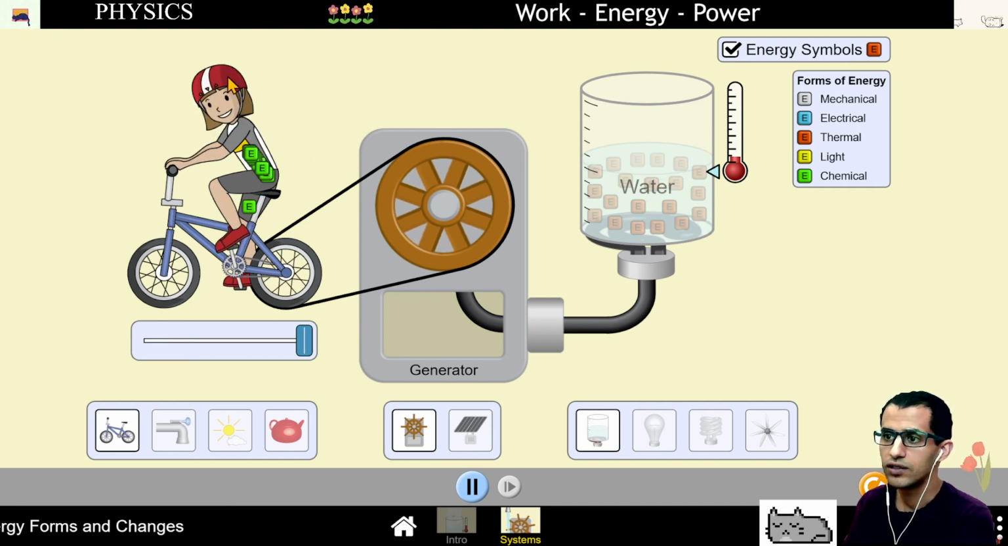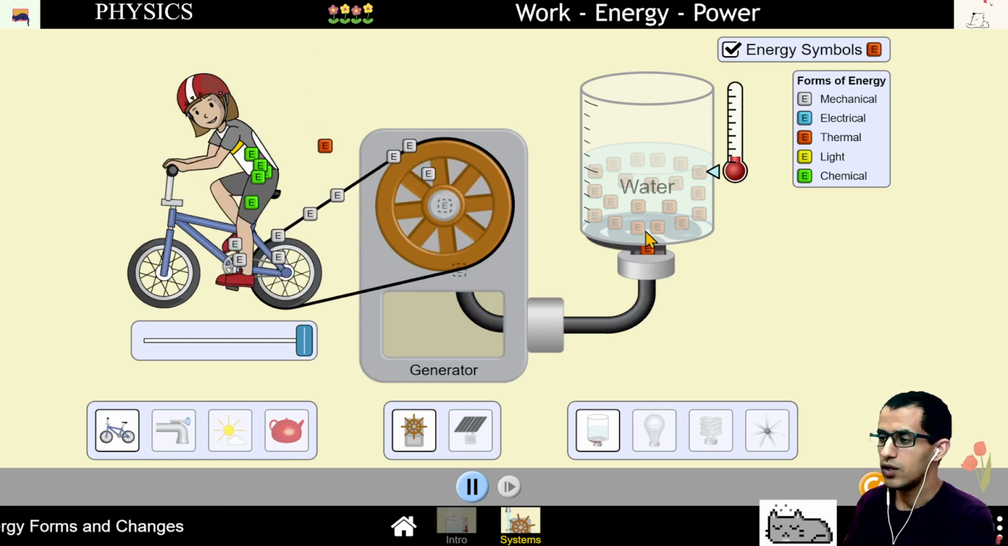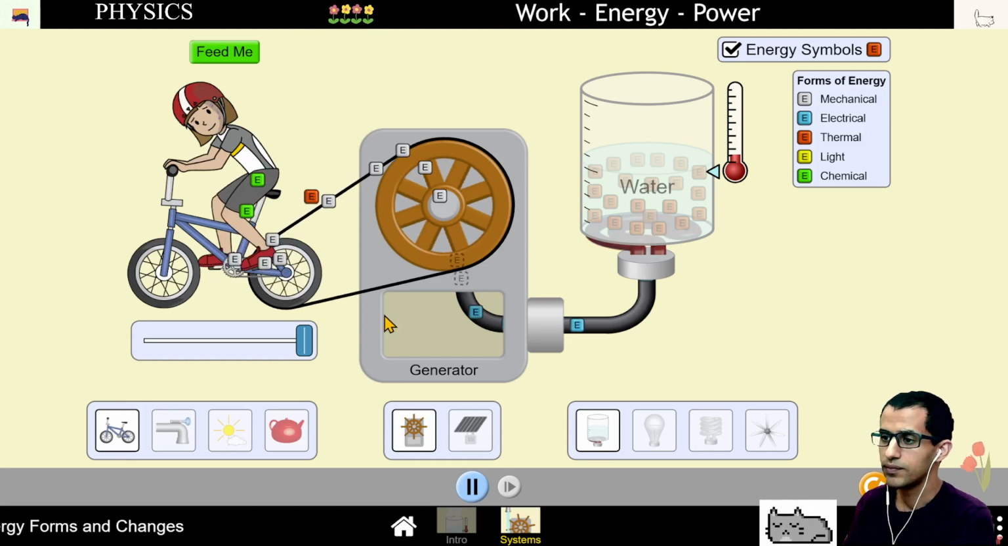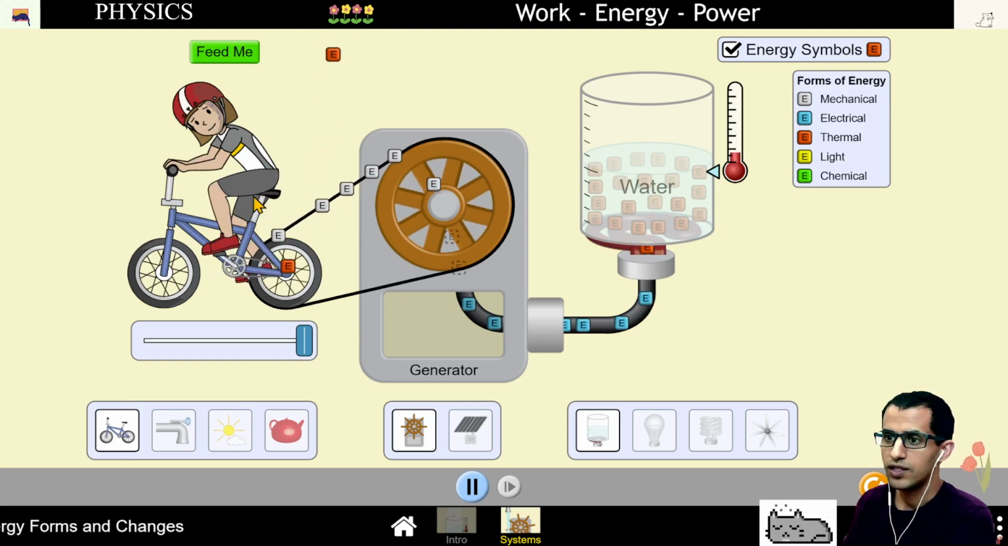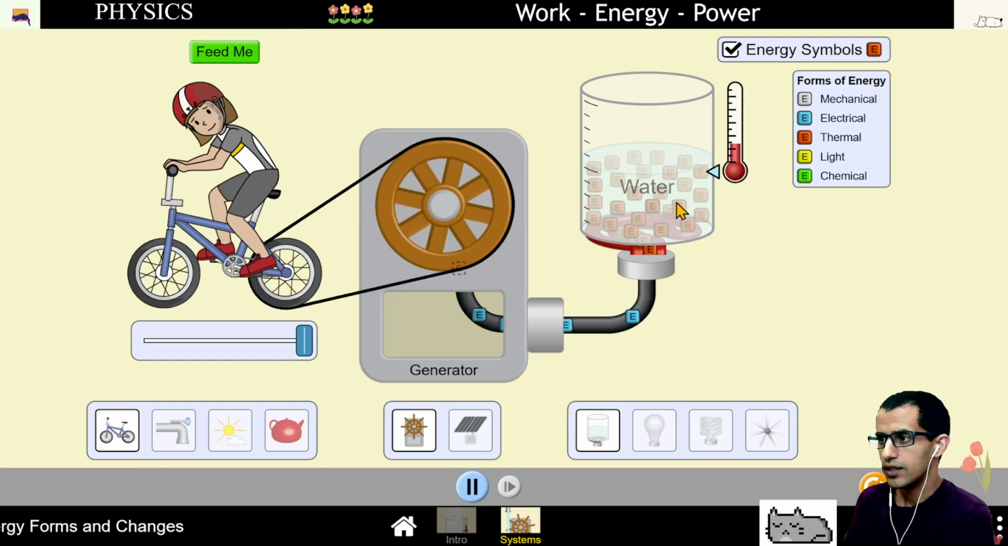We can give the girl some more chemical energy in the form of food. She can then convert that into kinetic energy again, which gets converted into electrical energy, which heats up this element here, which transfers thermal energy to the water. And once she runs out of energy, she can no longer pedal the bicycle. Here, the thermal energy is transferred to the water, eventually causing it to boil, and a lot of thermal energy is carried away with the steam.